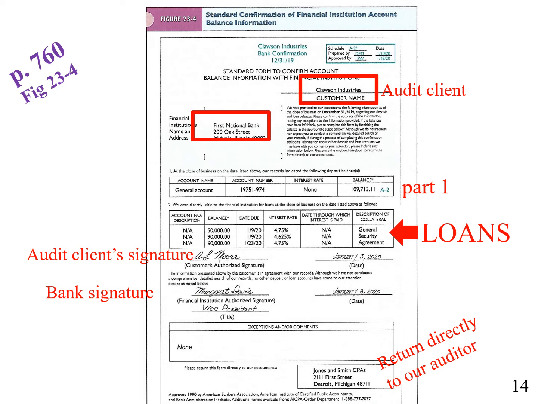You'll see on the left where the client signs this requesting the information, and the client requests that it be sent directly, in the lower right hand corner, that it be sent directly to their auditor.